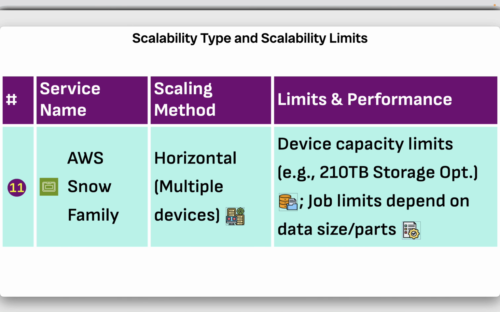For example, it can be Snowmobile or Snowcone, depending on which one you have ordered. For example, for the storage optimized, the device storage is 210 terabytes. And job limits depend on the data size and how many parts you divide it into.